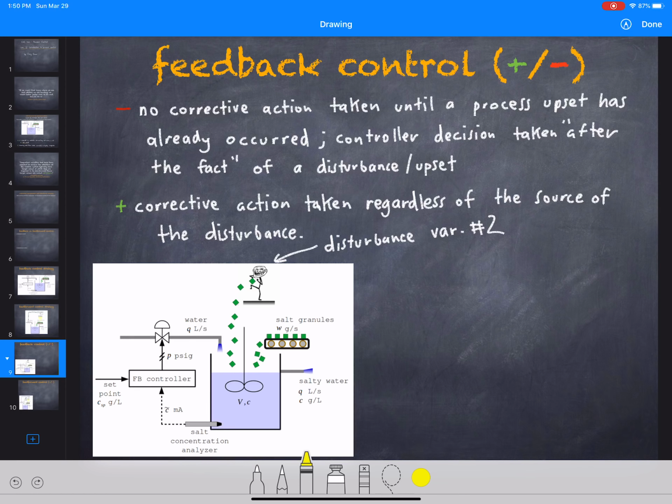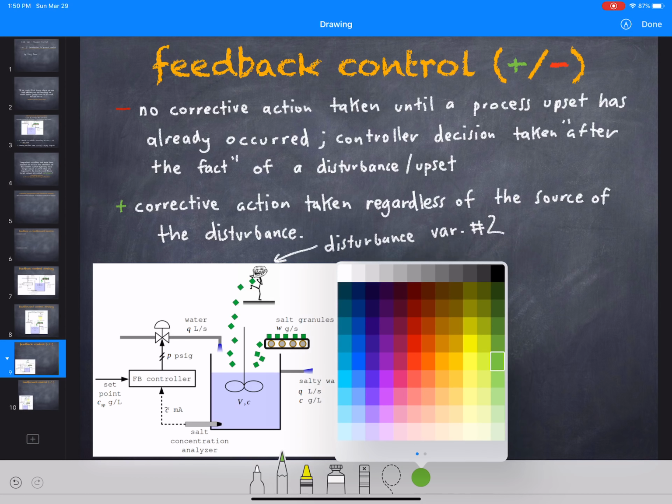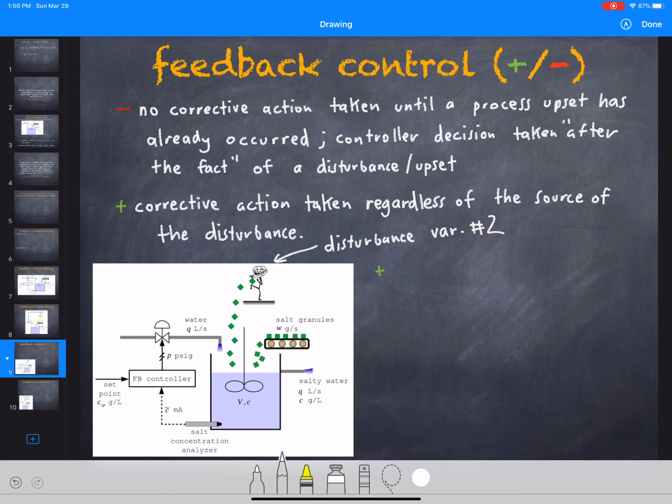So one more plus of feedback control is that there's a minimal need for an accurate process model. So you don't need to have an accurate model for the dynamics of how W and Q affect C. And that's a huge plus as well. So, minimal need for an accurate process model.